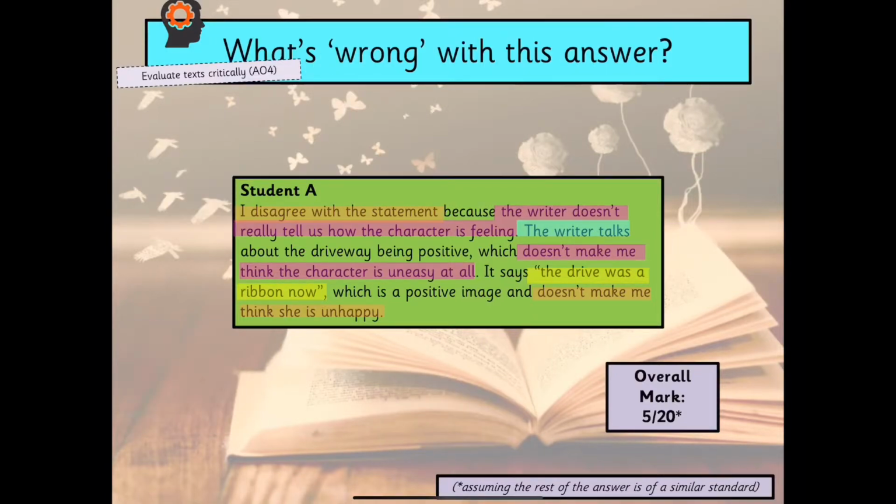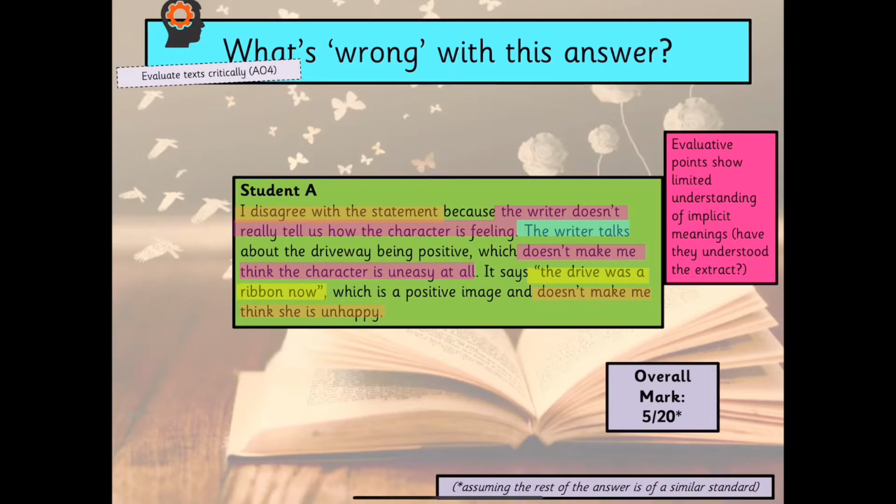So what could this student have done to improve? First of all, the evaluative points show limited understanding of the implicit meanings. Things like telling us that the driveway is positive and the character isn't uneasy at all, actually tells me they haven't really understood the extract. Perhaps this person has either rushed their reading of the extract, or perhaps they simply haven't really understood some of the language. That is partly why AO4 isn't assessed until question 4, and that's because the skills spiral on from each other throughout this exam paper.